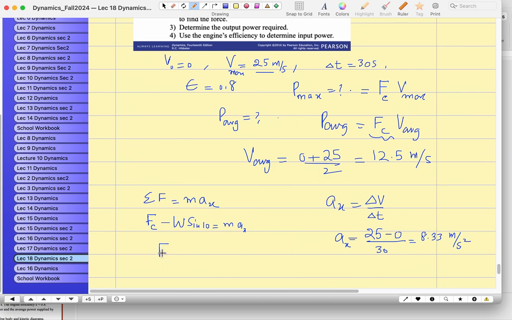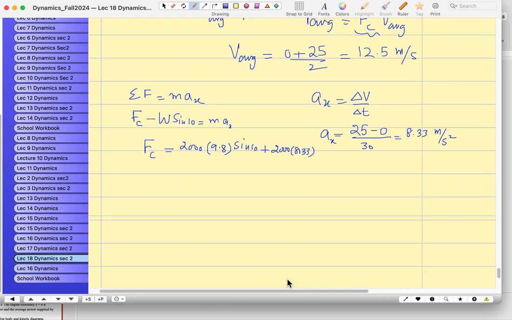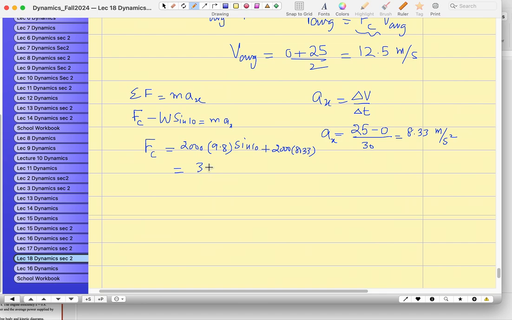Now we have found the acceleration in the x direction, so let's find the force of the car. Force of the car is W, which is 2,000 times gravity times sine 10. Open your calculators and divide, plus mass, which is 2,000. If you solve for this, do you get 3,619 newtons? Please verify this with your professor.